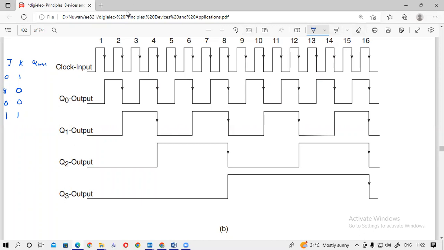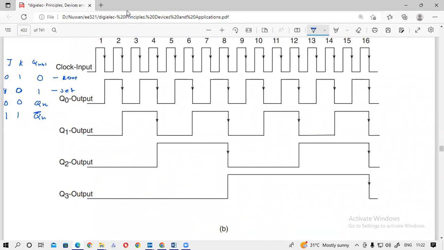This is 0, no? Yes. Set, no, reset. So this is 1. Yeah, that means set. So what is this? Qn or Qn bar? Qn. And this is toggle, no? Qn bar. So this is the function table for JK flip-flops.